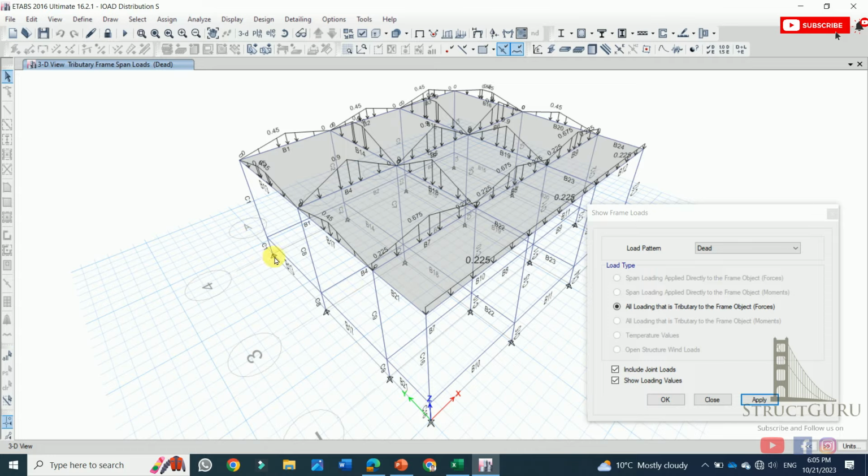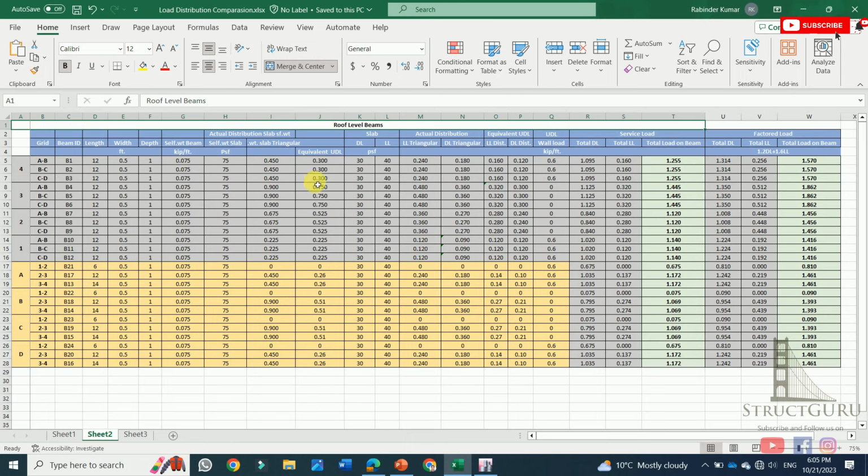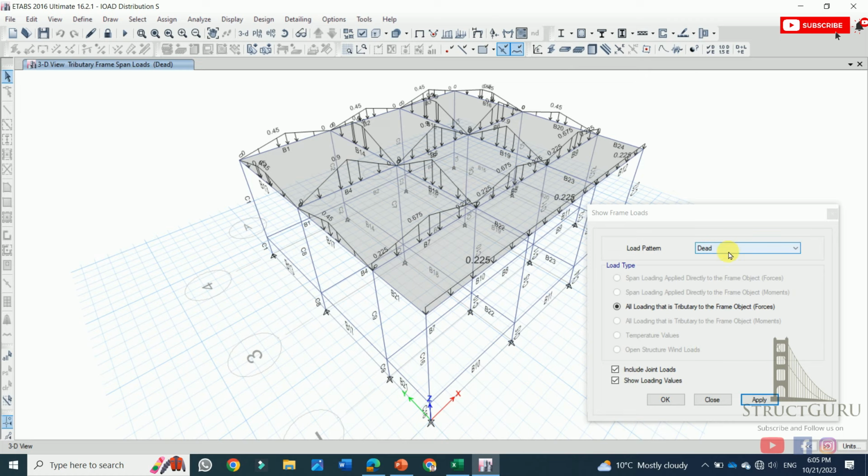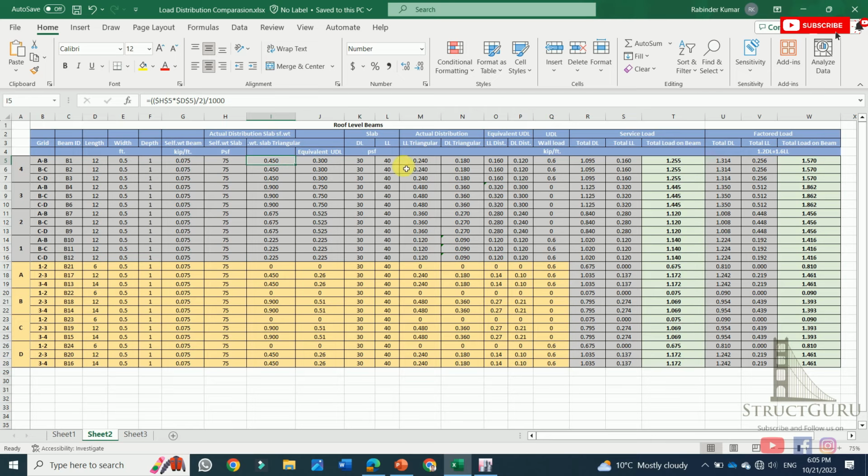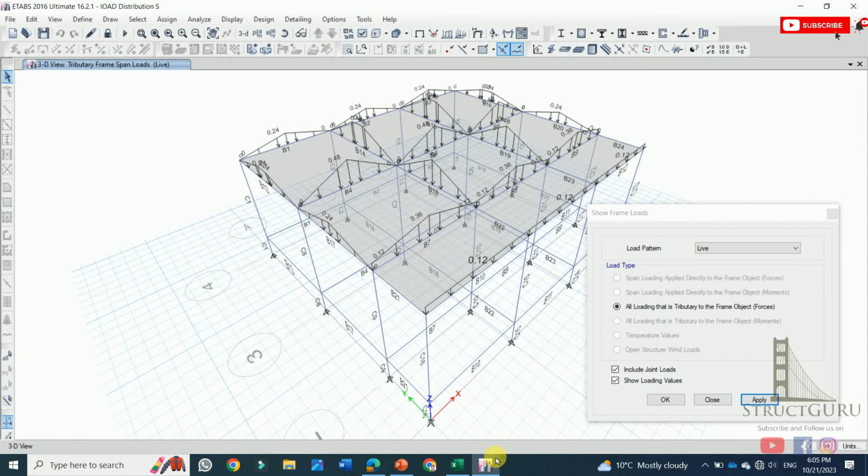So see, along the grade 4 A and B, the dead load distribution is 0.45. So let's check in our Excel sheet. Along grade 4 AB, the dead load is 0.45. Similarly, we can also verify our calculations with respect to live loads. For live load it is 0.240. So here it is 0.240 in terms of triangular loading. As you can see, the pattern of load distribution is triangular.